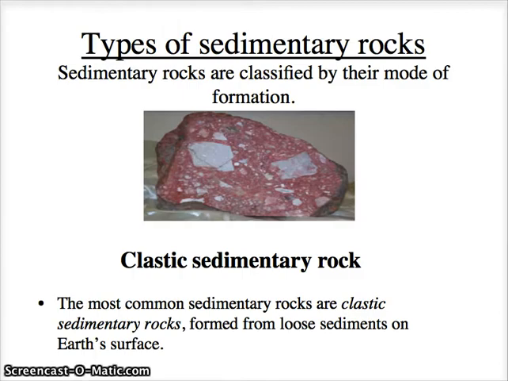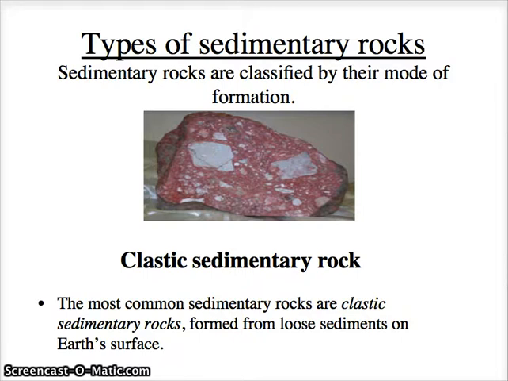There are different types of sedimentary rocks. In the picture, what you see are small bits of angular rock that we call clasts. This particular rock that you see in the picture is a breccia, and they are the most common form of rocks, the ones that have clasts in them, small particles in them, and they're formed from loose sediments from the Earth's surface.